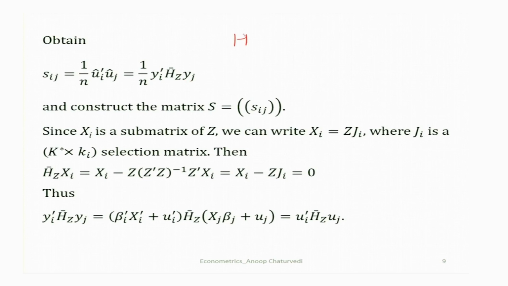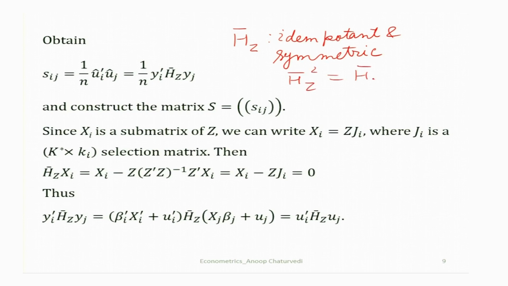Remember that this H bar Z is an idempotent matrix, and it is symmetric also. So, the square of this matrix is H bar Z. So, you take S i j equal to 1 upon n y i transpose H bar Z y j, and then we construct the matrix S, where the ijth element of S is S i j.